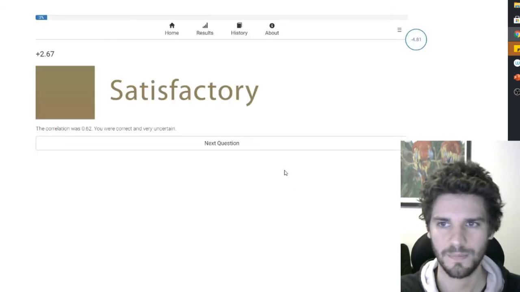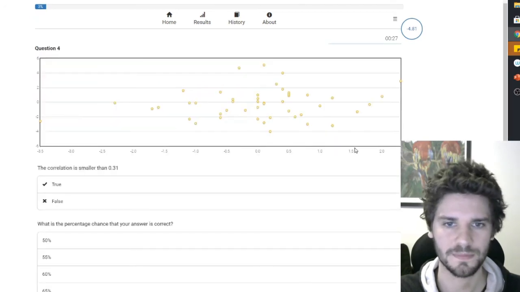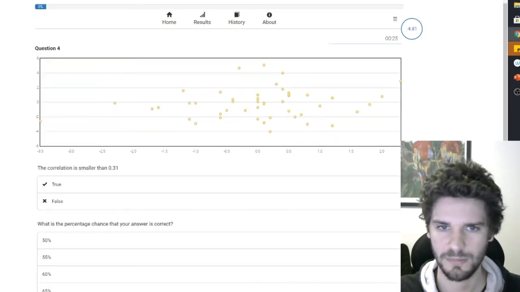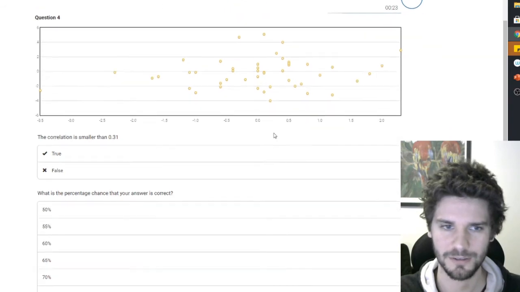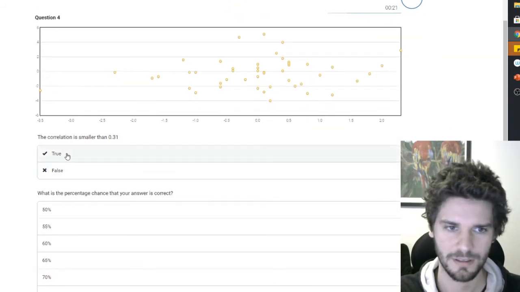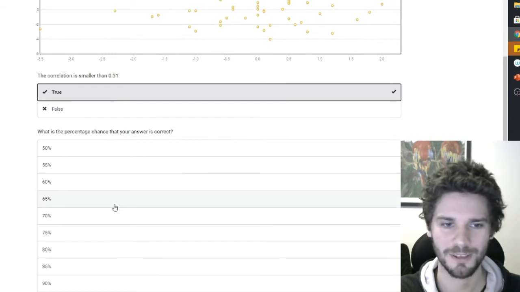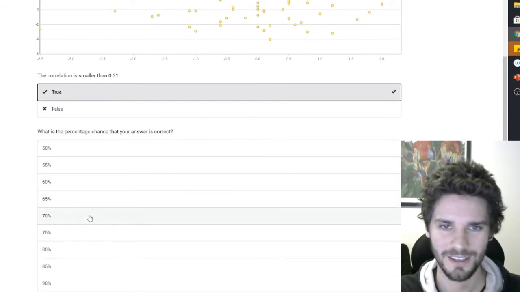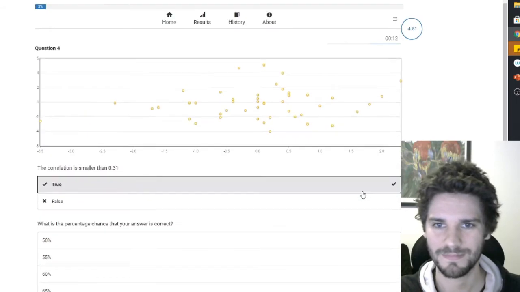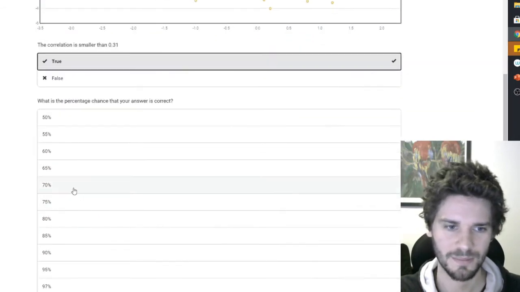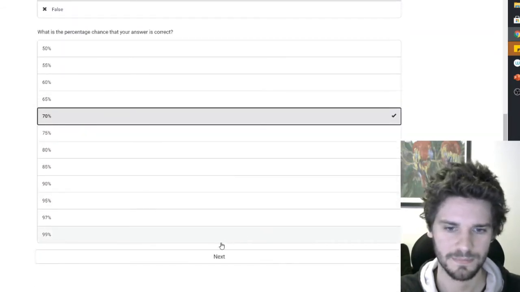Nice, okay. Let's try one more. Okay, smaller than 0.31. Well, I can barely see any correlation here at all. So I think it is smaller than 0.31. But I'm kind of burned by the one I got wrong. So no, I'm still pretty confident. Let's go with 70.